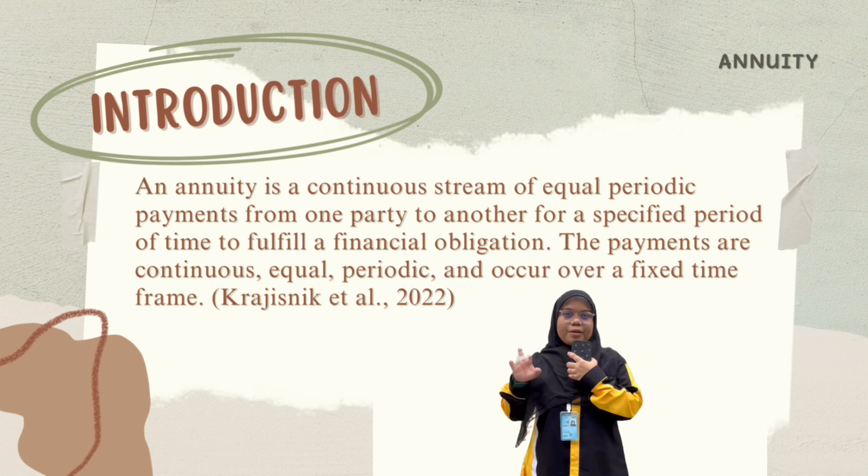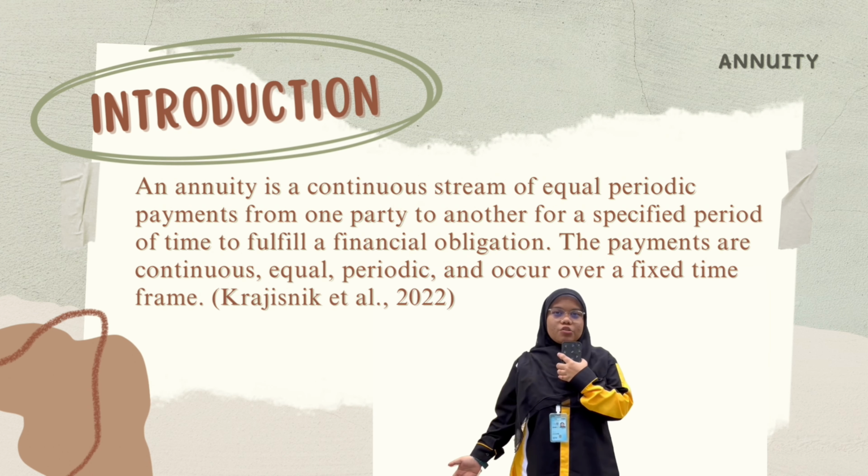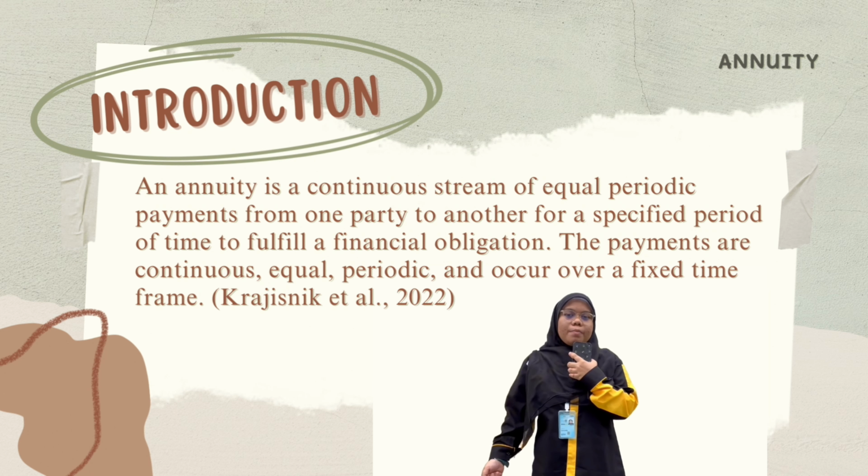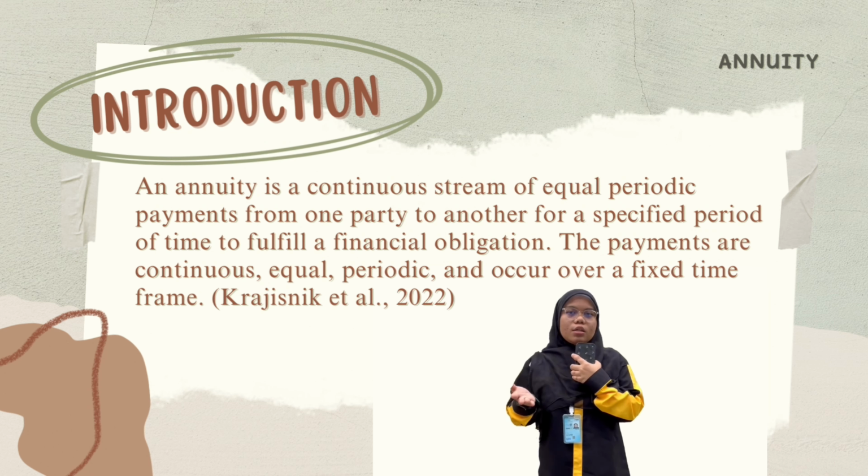This is the introduction for Chapter 4. An annuity is a continuous stream of equal periodic payments from one party to another for a specified time to fulfill a financial obligation. The payments are continuous, equal, periodic, and occur over a fixed time frame. Here is the problem statement for annuity.